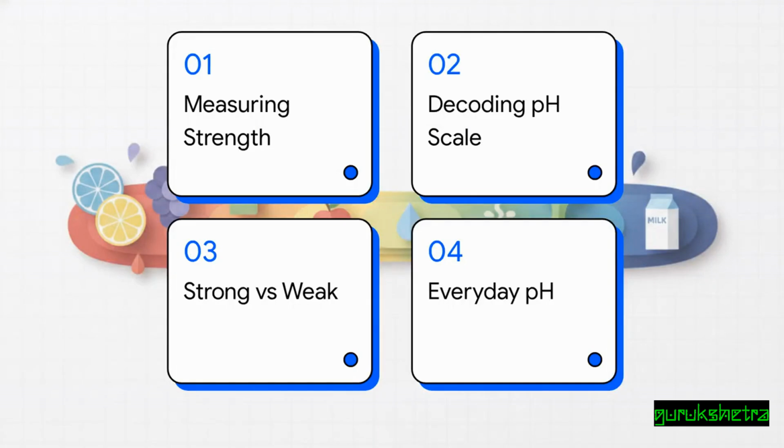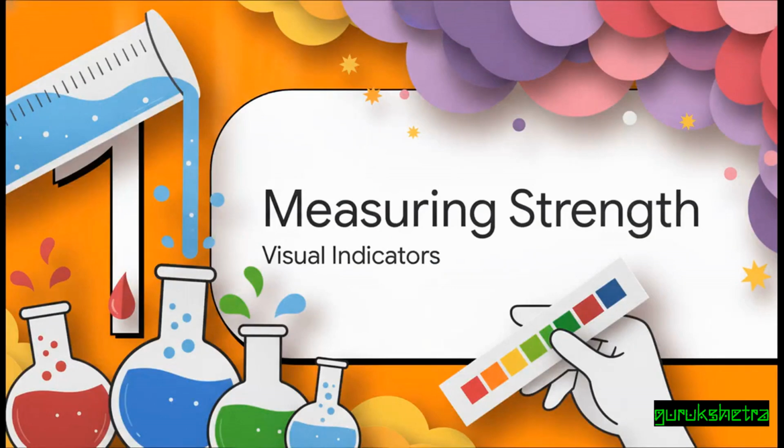So here is our roadmap for today's explainer. First up, measuring acid-base strength. Second, decoding the pH scale. Third, strong versus weak solutions. And fourth, pH in everyday life. All right, let's jump right into section 1, measuring acid-base strength.